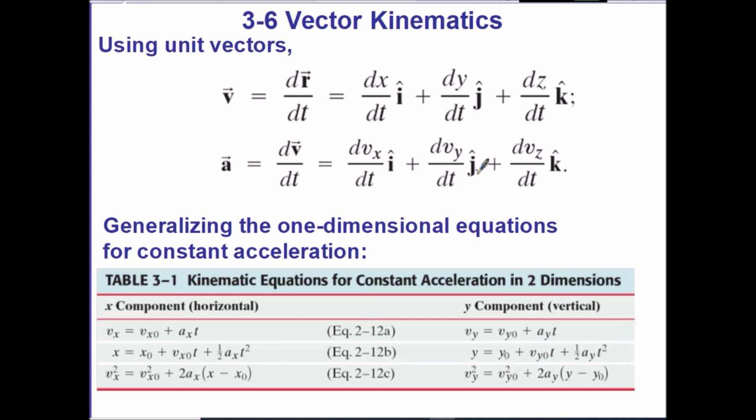Take a look at this table 3-1, kinematic equations for constant acceleration in 2D. You should recognize these equations. These are exactly the same equations that we use for 1D, but you notice now I have subscripts for x direction and subscripts for y direction. If I wanted to deal with 3 dimensions, I would just have another subscript for z direction. And again, it's really that straightforward. We just use these equations to describe motion in the x. We use these equations to describe motion in the y. Sometimes an object might be moving with no acceleration in the x, but some acceleration in the y. We can use these equations to describe those.